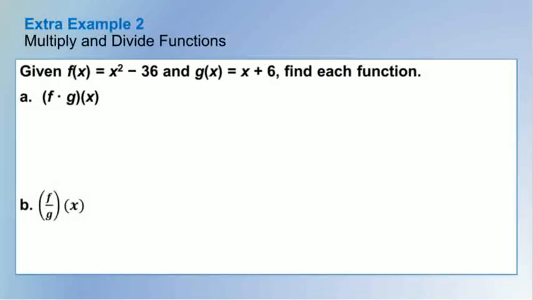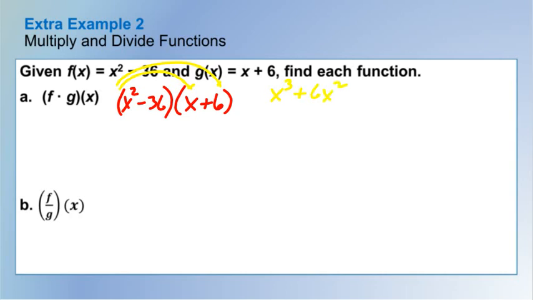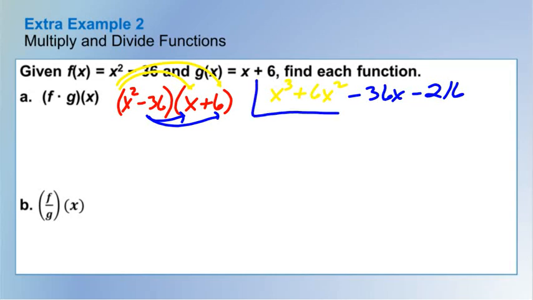A couple other ones with multiplication. Here I have x squared minus 36, and I need to multiply that by x plus 6. So it distributes, and we get x cubed plus 6x squared, and then minus 36x, and minus 216. I cannot combine any like terms, so this would be my solution.